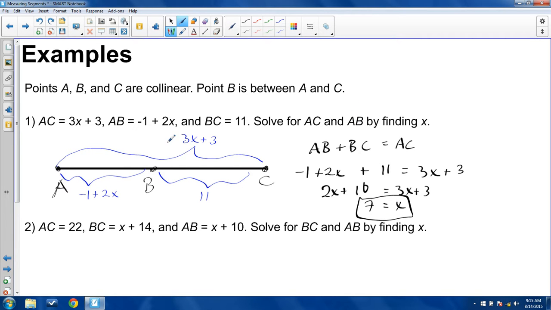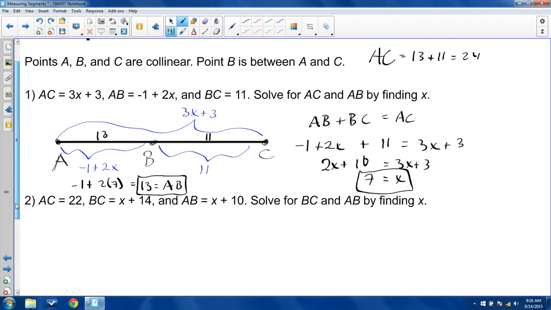Let's go and do AB first. Substitute 7 for x here, and you'll get -1 plus 2 times 7, which is -1 plus 14, which is 13. So AB is 13 units long. You can find AC by substituting 7 the same way. You'll get 3 times 7, which is 21. 21 plus 3 is 24. Or, now that you know AB is 13, and you know that BC is 11, AC will be 13 plus 11, which is 24. Either way works, you still get those same numbers. And these are measured in units. We don't know anything else about it.